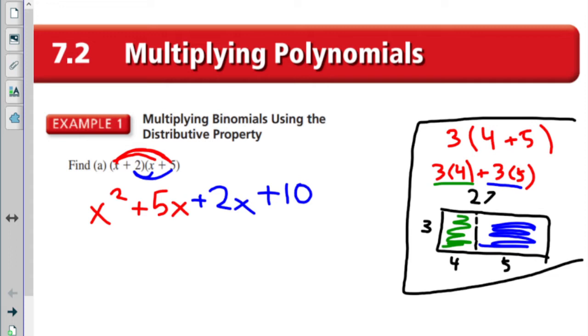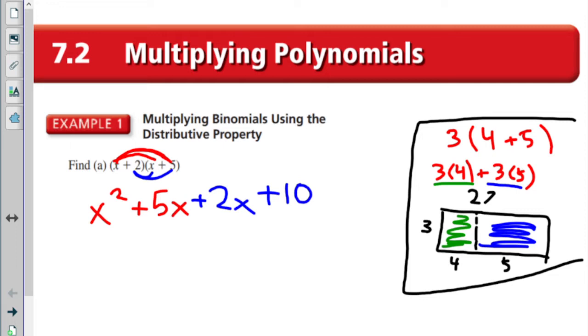So finally, what we're going to do is take any like terms and combine them together. If I have some x squareds that I can put together, I'm going to put them together. If I have some x's that I can put together, I'm going to put them together. If I have just some numbers, I'm going to put them together. Usually, that'll involve taking the middle terms and putting them together.